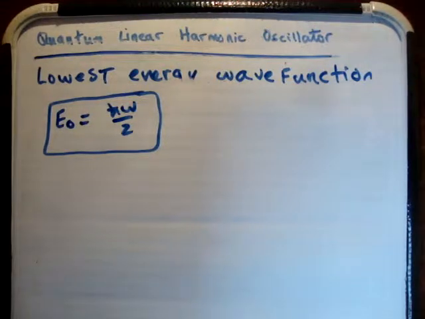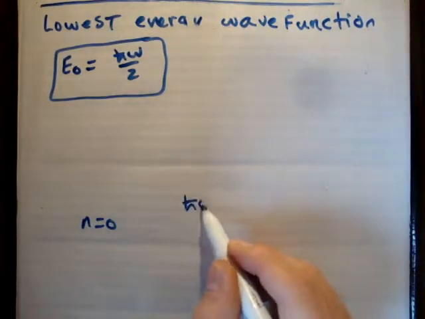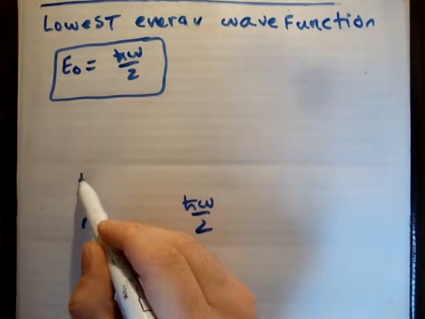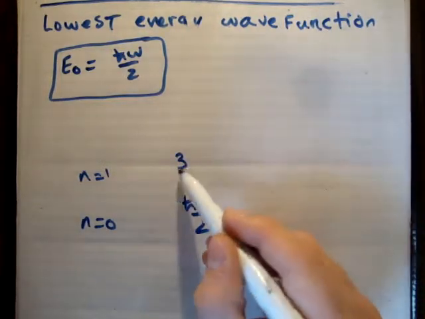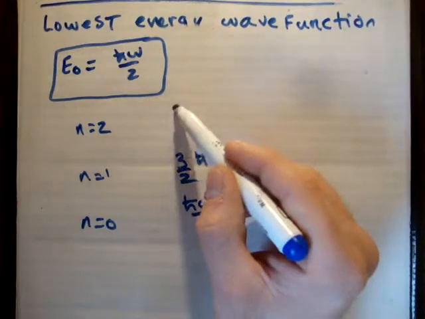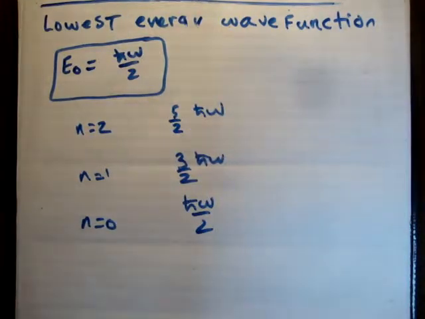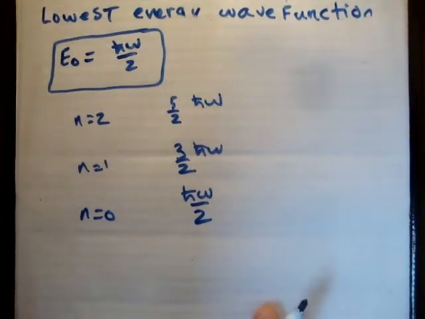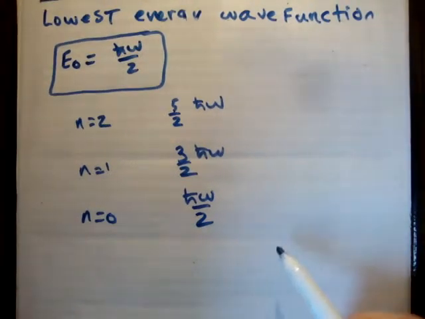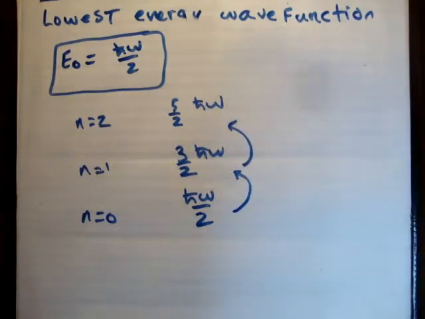All right? So if we actually go plot this, what you'll find is as follows. For n equal to 0, you're going to have h bar omega over 2 energy. For n equal to 1, we're going to have 3 over 2 h bar omega. For n equal to 2, we're going to have 5 over 2 h bar omega energy. So the point here is that the minimum energy is 1/2 h bar omega, and each increment thereafter is just 1 unit of h bar omega.